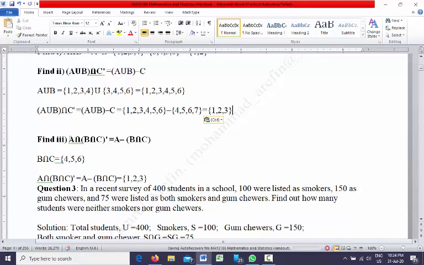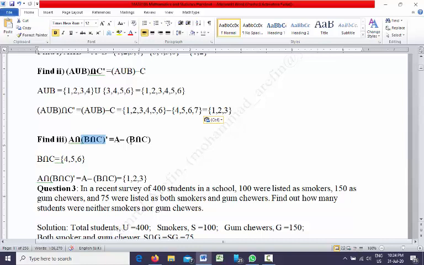Right. So now we want to find out A intersection B intersection C prime. So that means we will first find out the bracket portion, that is B intersection C, and then we will remove this from set A.